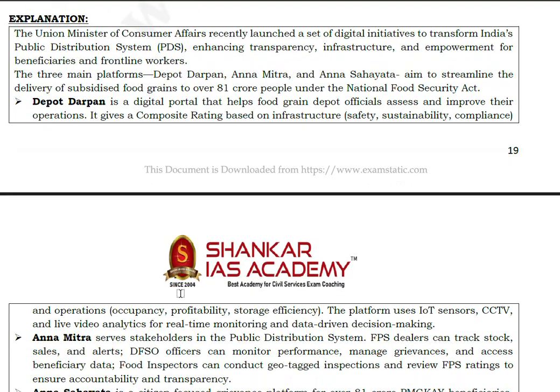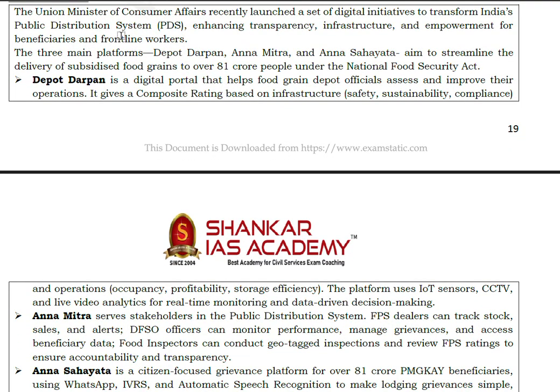Let us see the explanation. The Union Ministry of Consumer Affairs recently launched a set of digital initiatives to transform India's public distribution system (PDS), enhancing transparency, infrastructure, and empowerment for beneficiaries and frontline workers. The three main platforms, Depot Darpan, Anna Mitra, and Anna Sahayata, aim to streamline the delivery of subsidized food grains to over 81 crore people under the National Food Security Act.